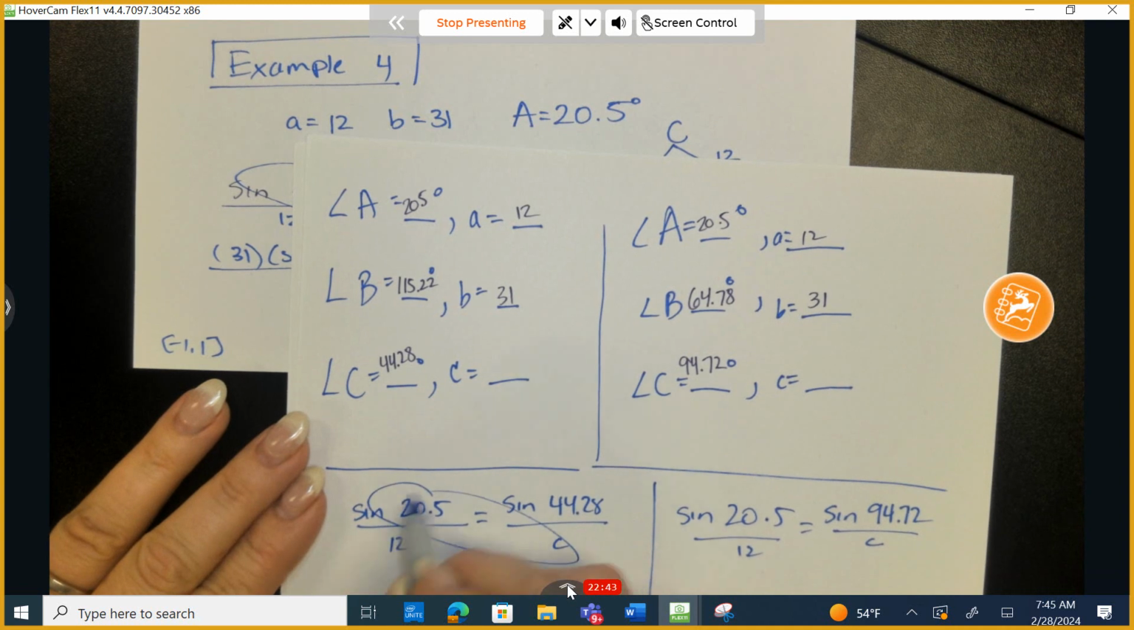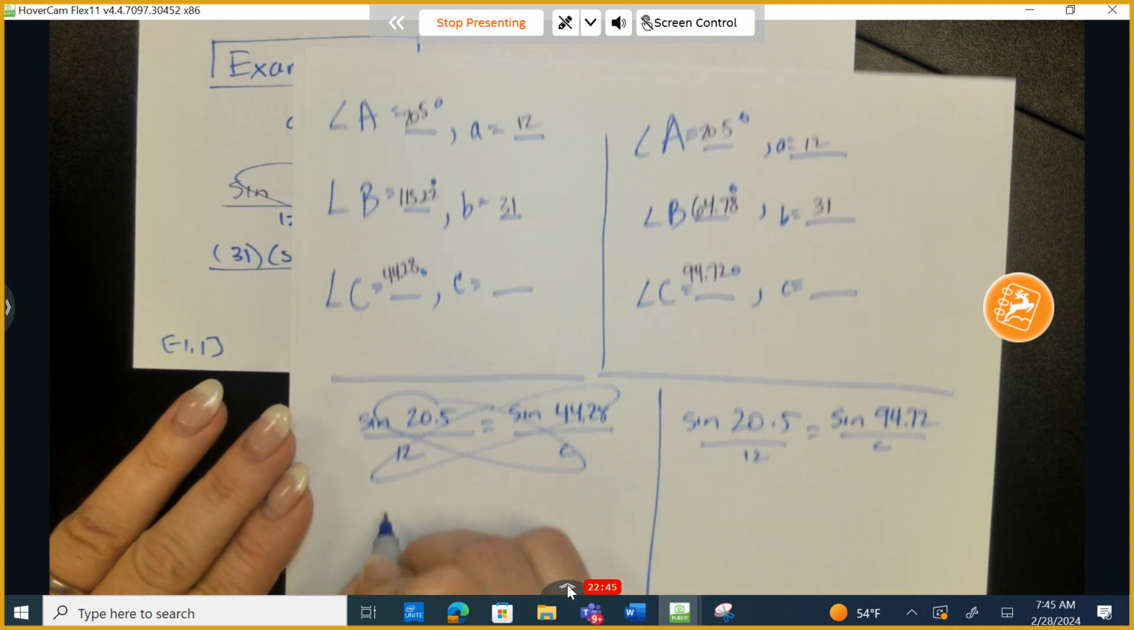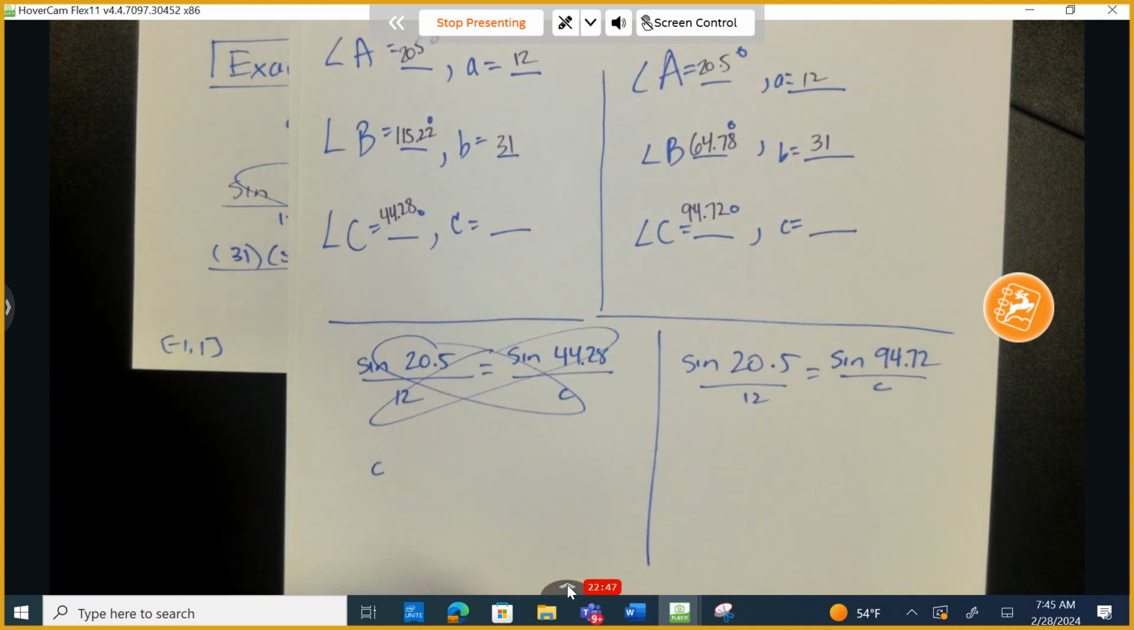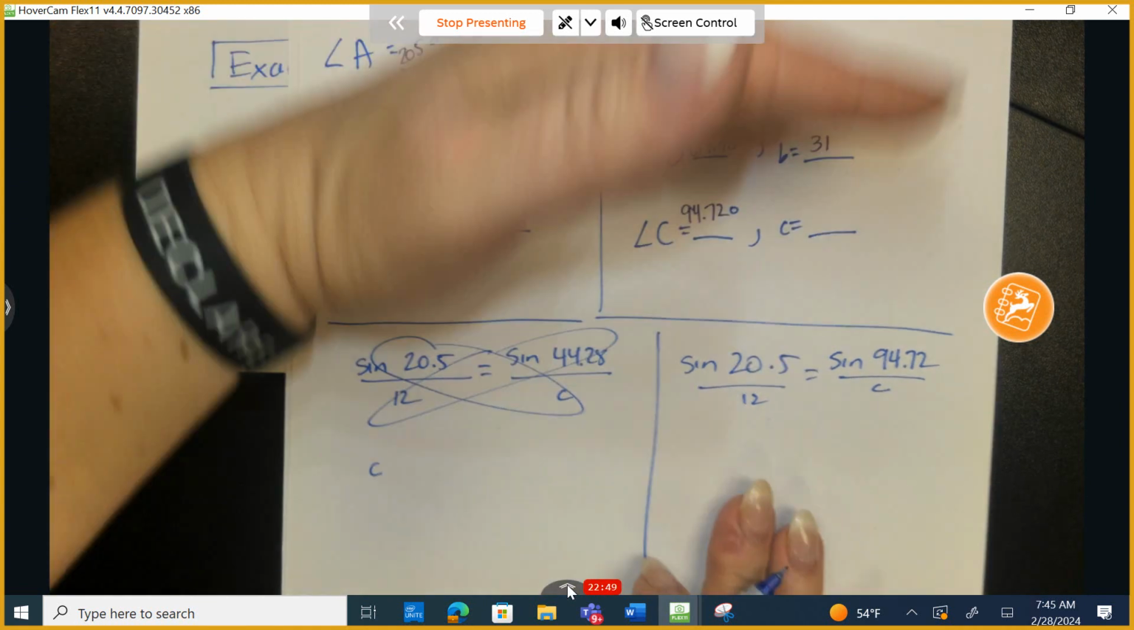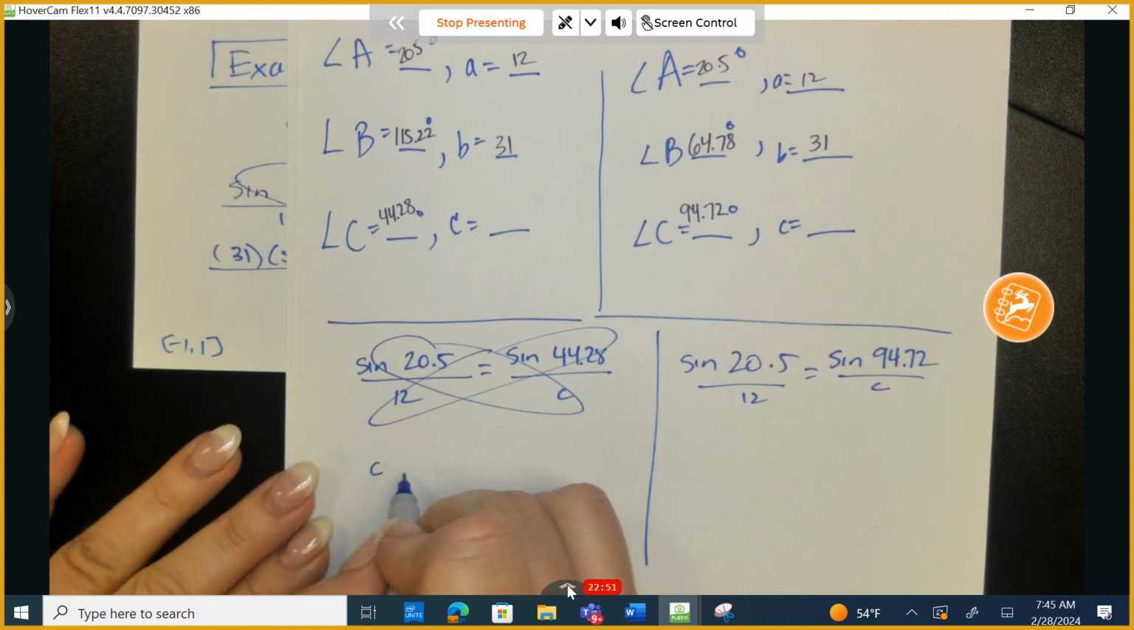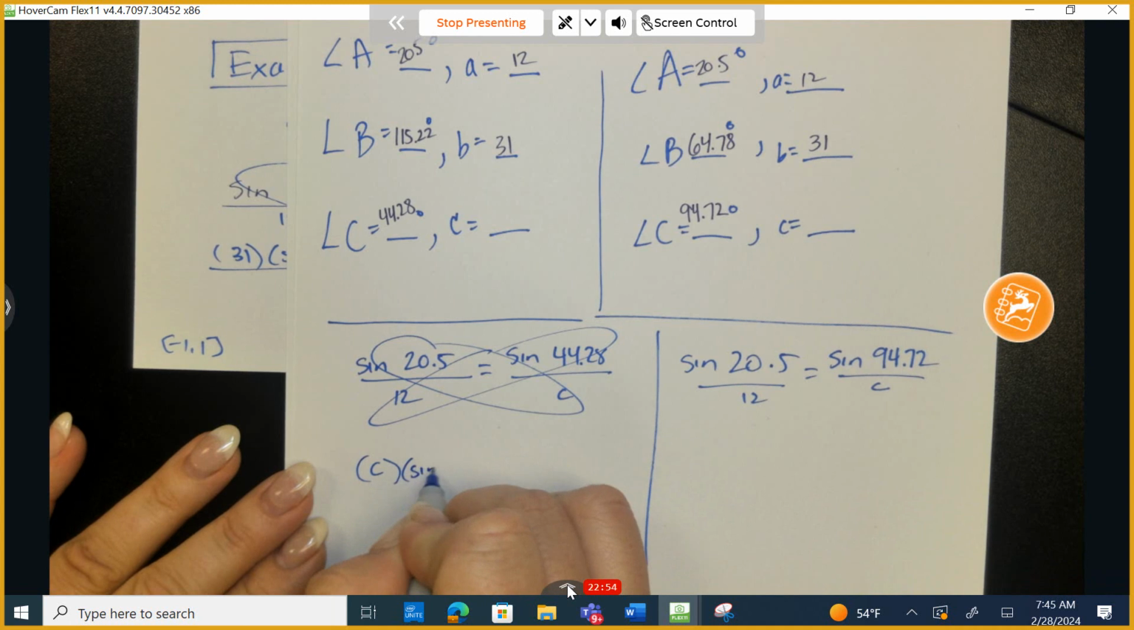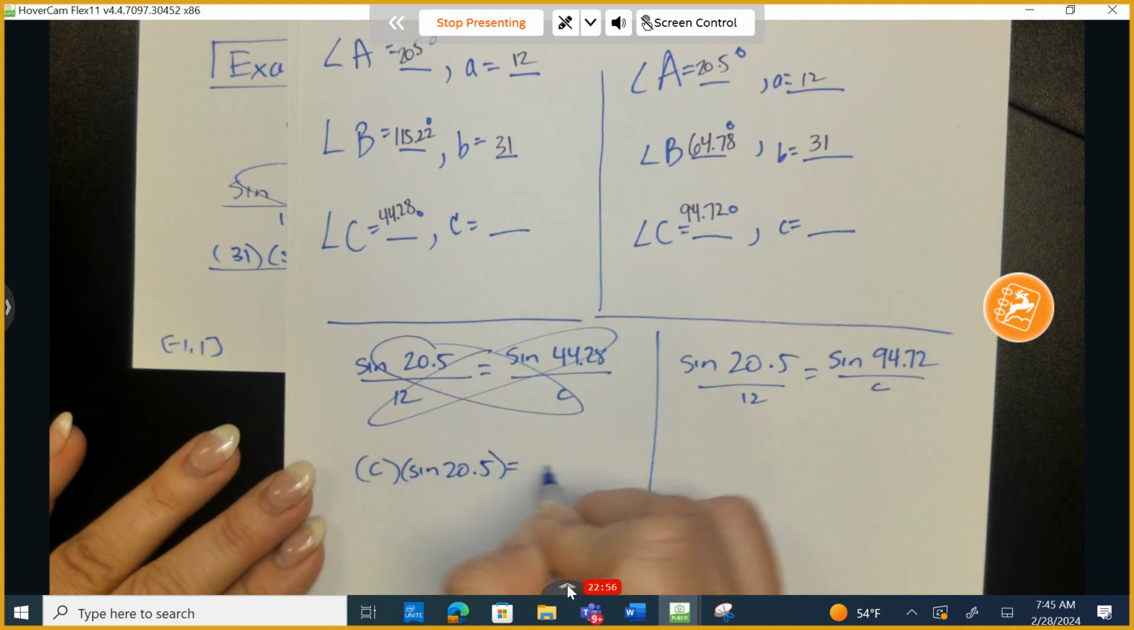And now we're just going to cross multiply to solve. So please make sure you are showing all of your work. I'm going to walk around. All of this must be solved on your paper. Do not get lazy.